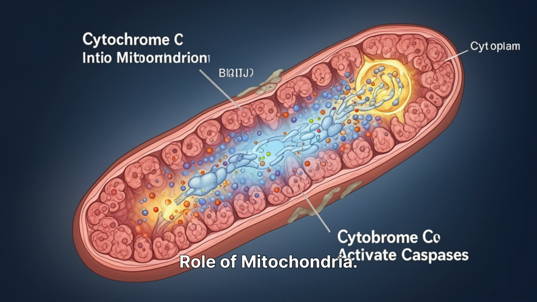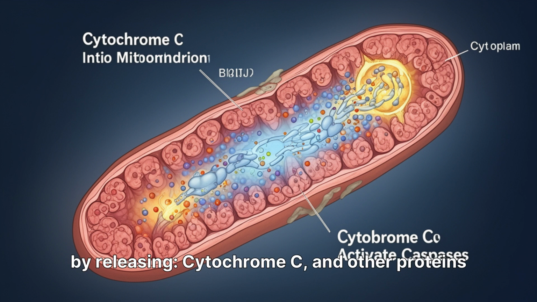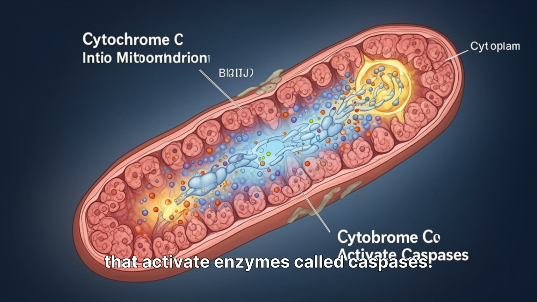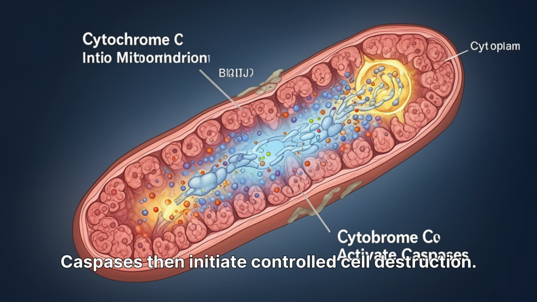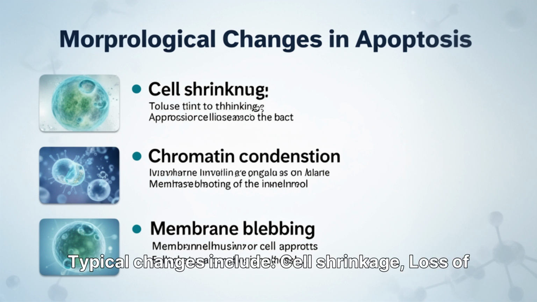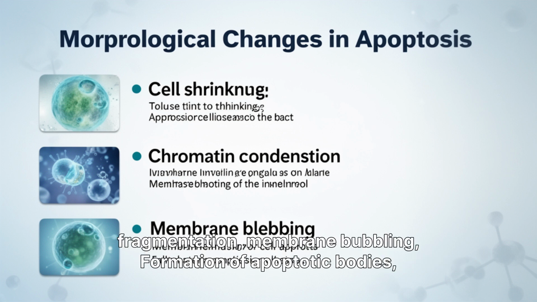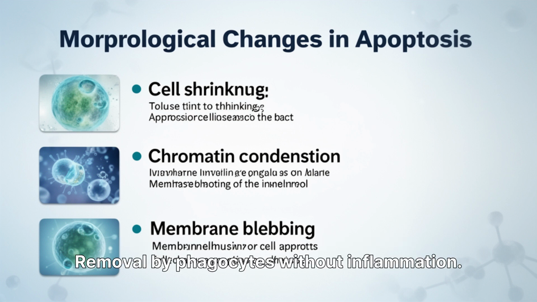Role of mitochondria. Mitochondria play a central role in apoptosis by releasing cytochrome C and other proteins that activate enzymes called caspases. Caspases then initiate controlled cell destruction. Changes during apoptosis. Typical changes include cell shrinkage, loss of contact with neighboring cells, chromatin condensation, DNA fragmentation, membrane bubbling, formation of apoptotic bodies, removal by phagocytes without inflammation.